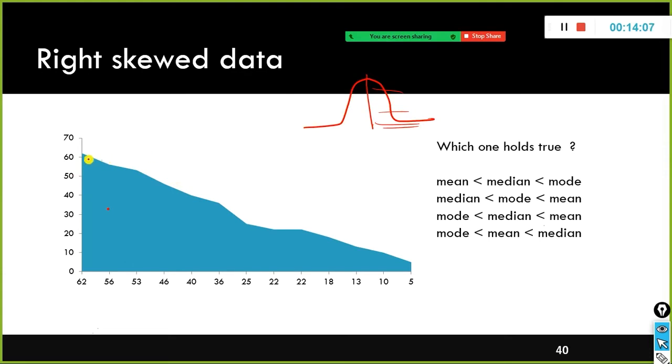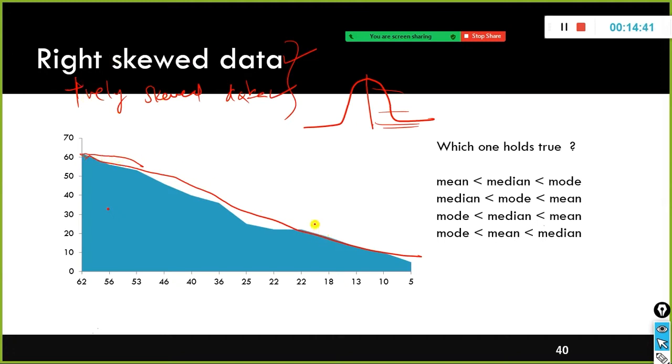So here you can see a peak here, and then if I draw a line here, it comes like this, right? The tail is flattening completely on the right side. This is called right skewed data. It is also called positively skewed data. They use these two terms interchangeably. Once you get into a project, you should not get confused when the customer uses either this term or this term. That's why I'm using all the terms, positively skewed data or right skewed data.